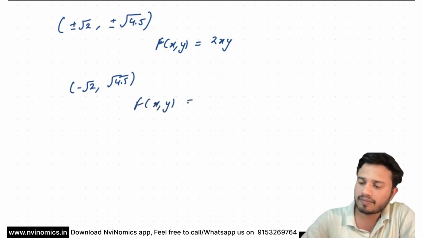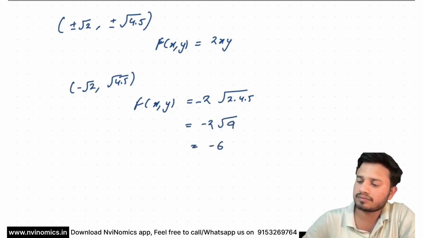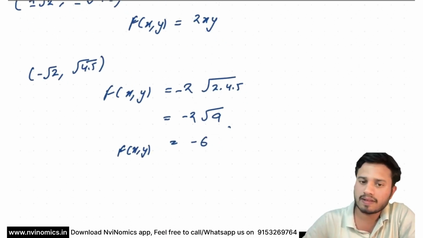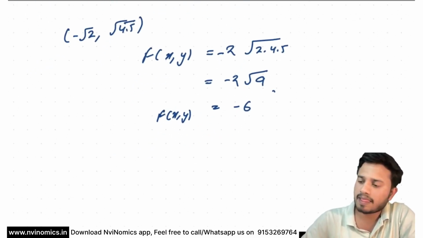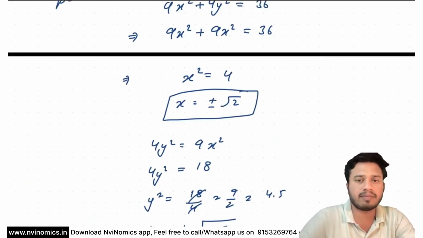So f(x,y) will be 2 times minus root 2 into root 4.5. That's minus 9, and that's 6. So this is all about the Lagrange multiplier method.